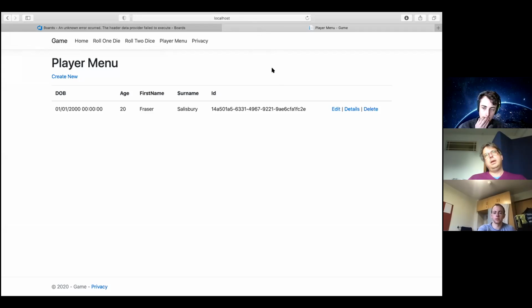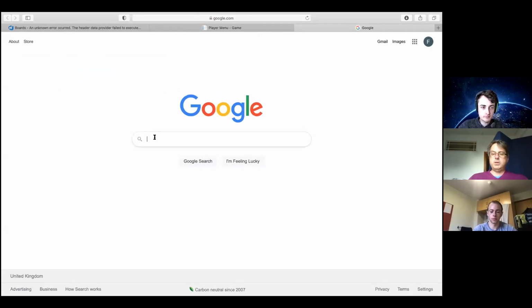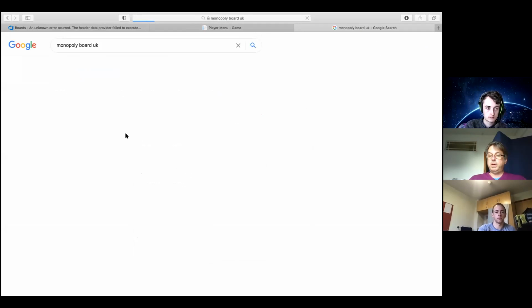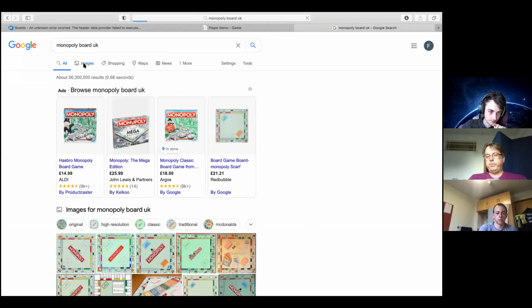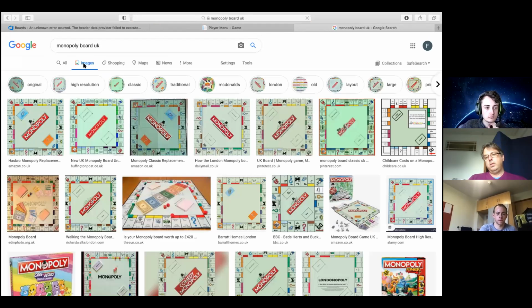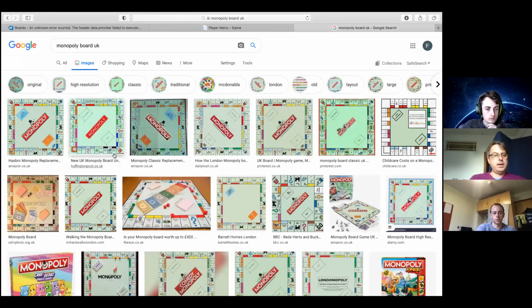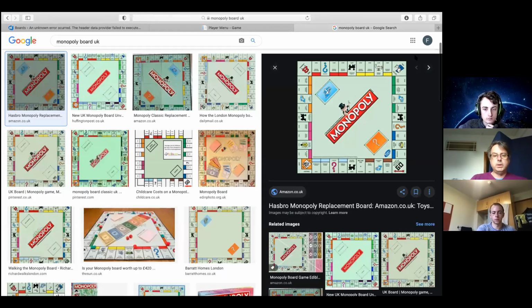Let's do a search for a Monopoly board, please. So what I want us to do now is start modeling a Monopoly board. We've got a player. We've got some dice. Let's start looking at, there you go, UK Monopoly board.